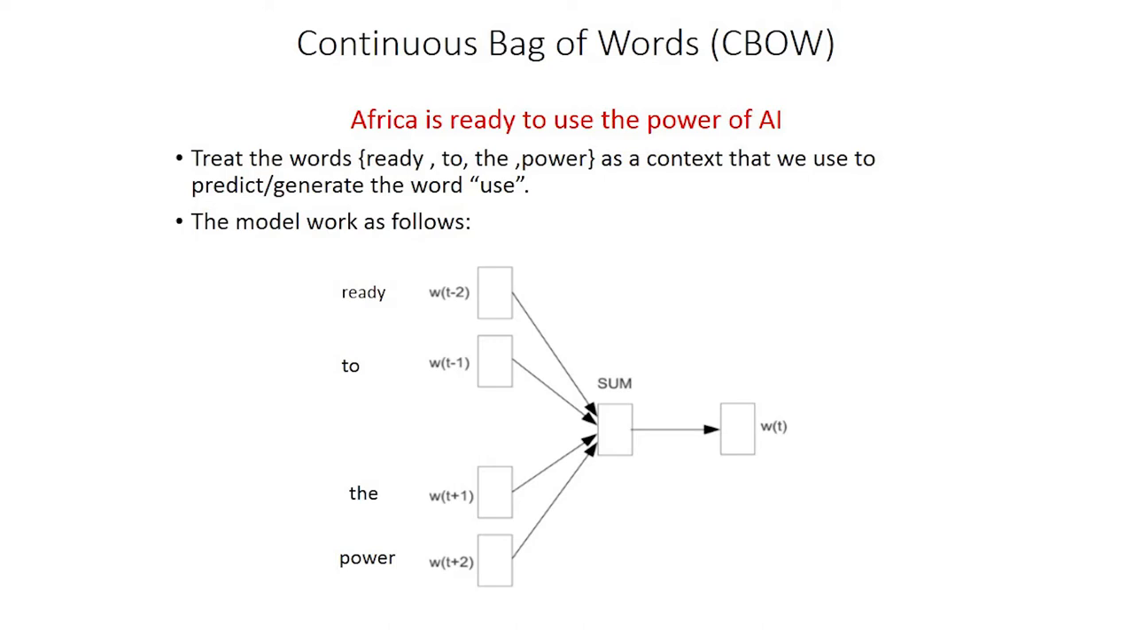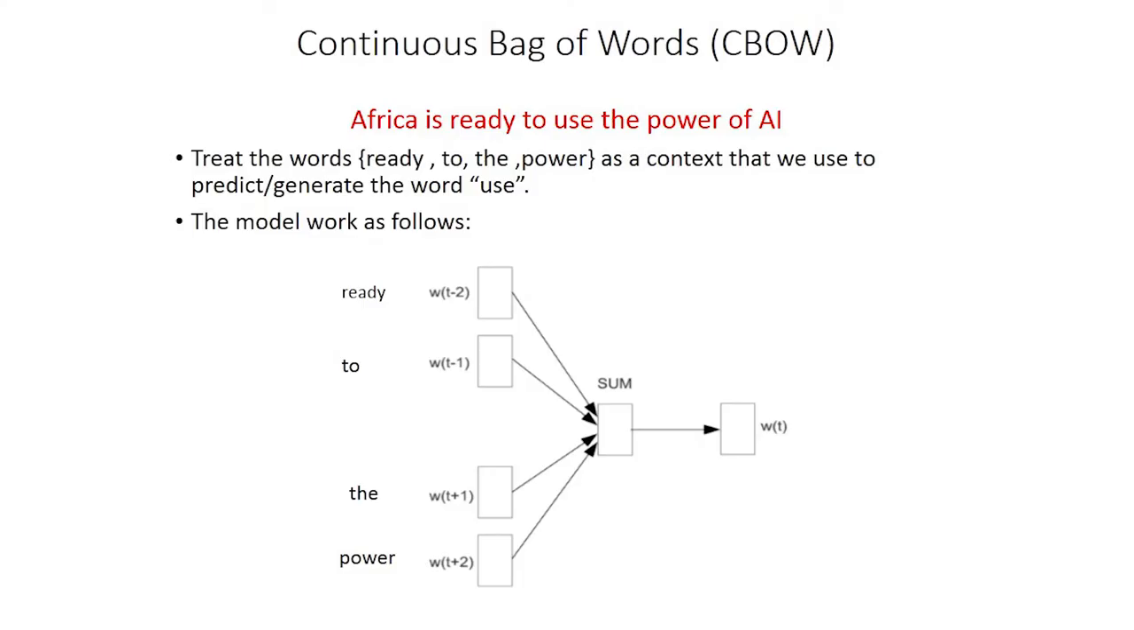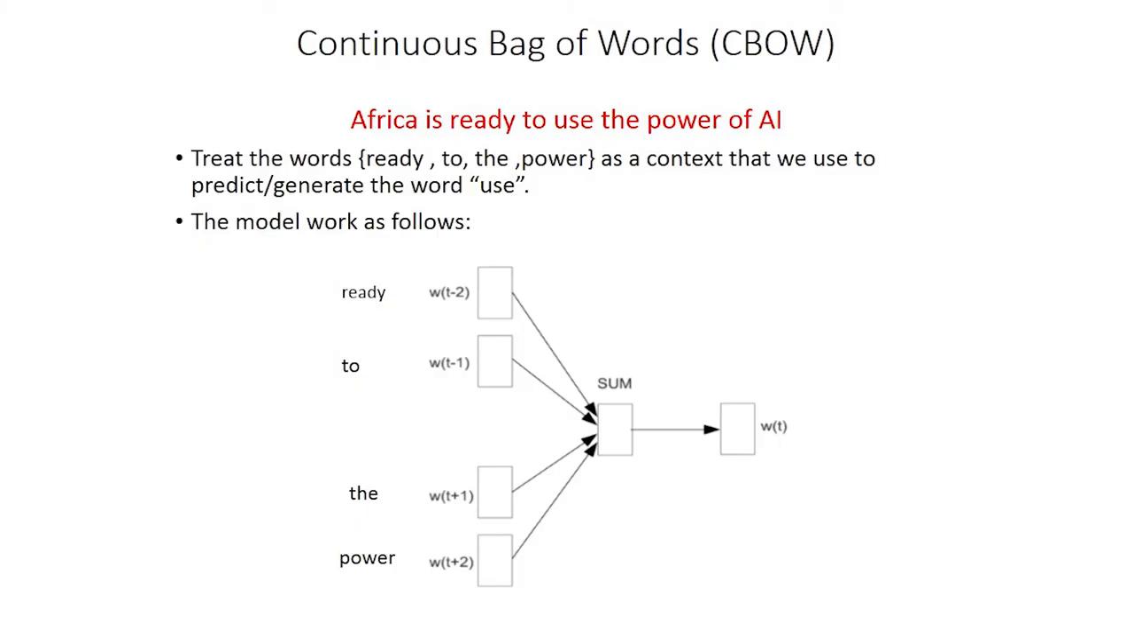And we are using a context of size two, a window of size two. So we're going to go two words before it and two words after it. So we'd want to build a neural network model that, when given this context, can predict that word. So that's how the continuous bag of words works. And the parameters that we are going to learn to move from the input to this hidden layer are the ones which are going to give us our word vectors.